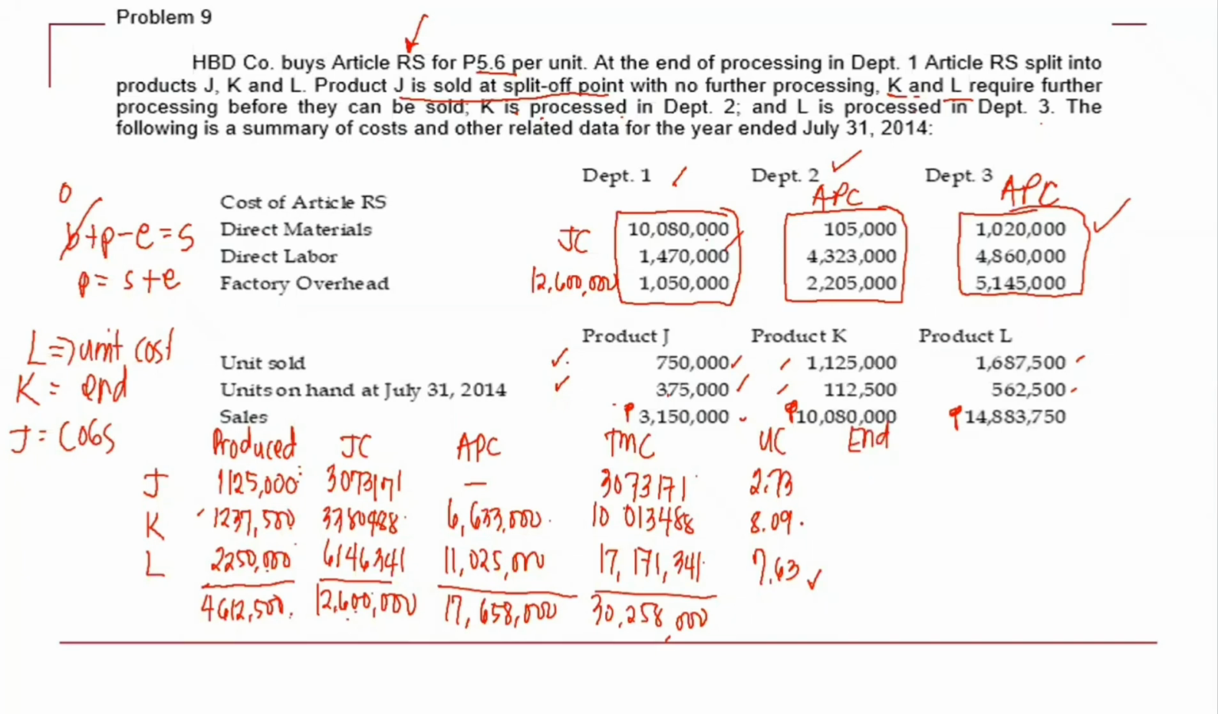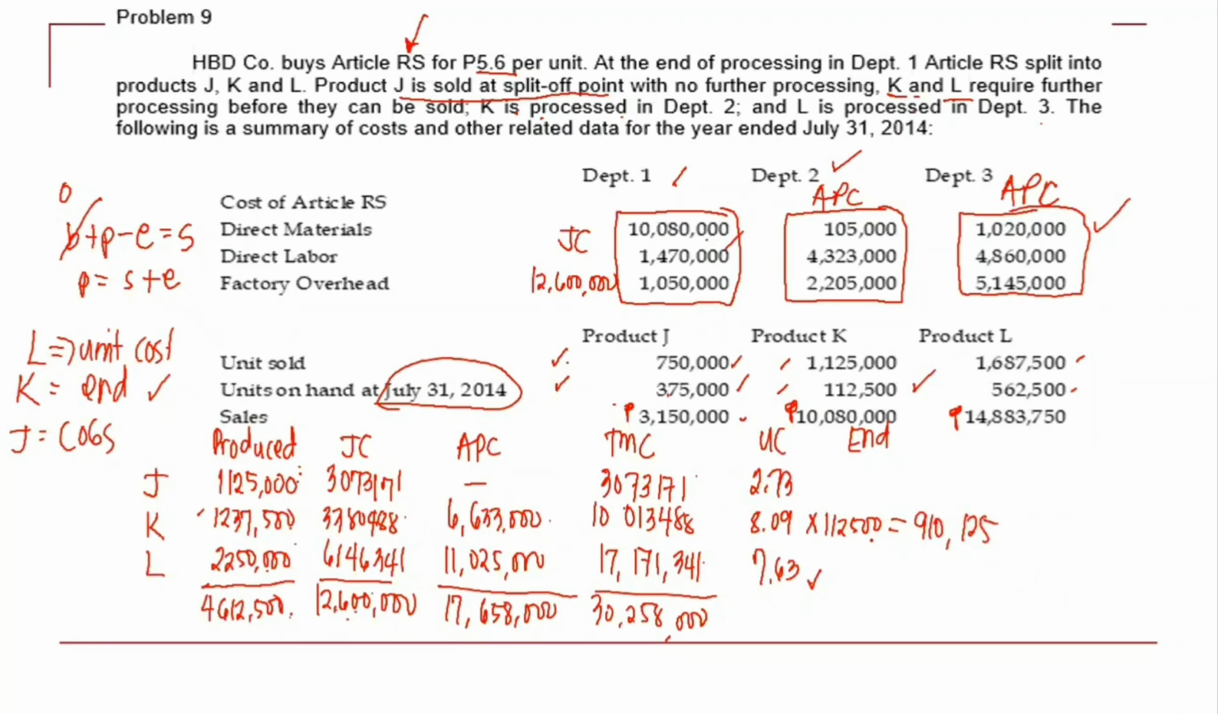How do we get the ending inventory ni K? Ang units on hand ni K noong July 31, 2014 ay 112,500. Multiply lang ito na 112,500. So we'll get 112,500 times 8.09. So the answer is 910,125. So that's the ending inventory ng K.